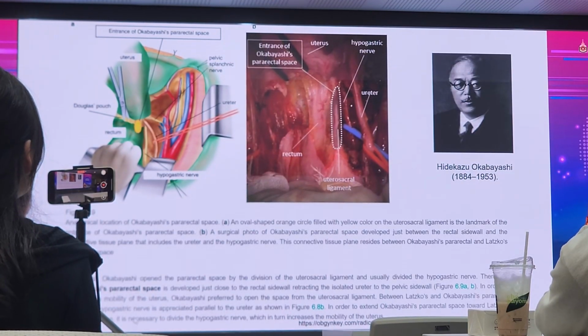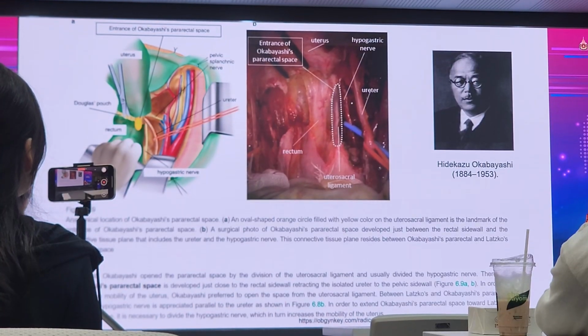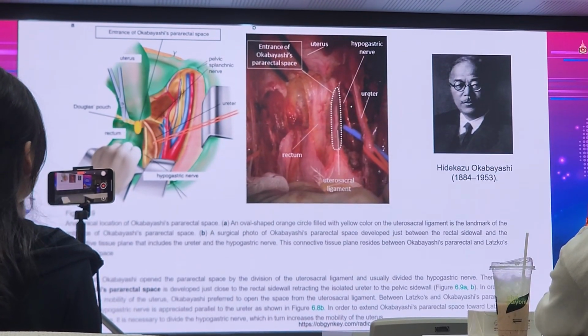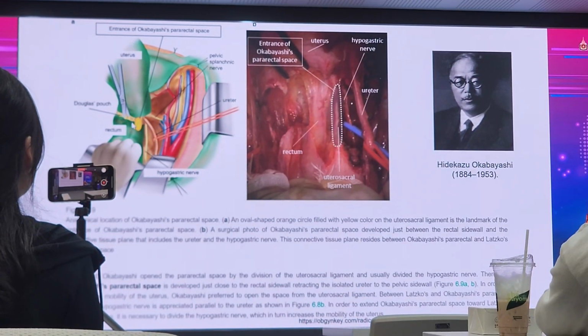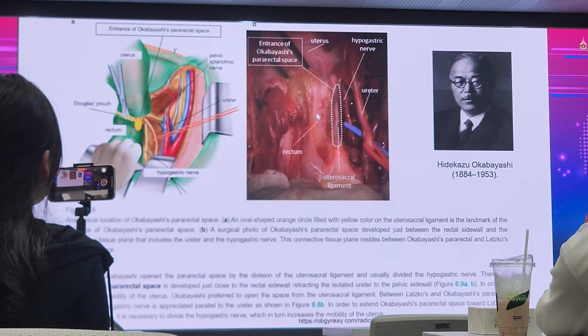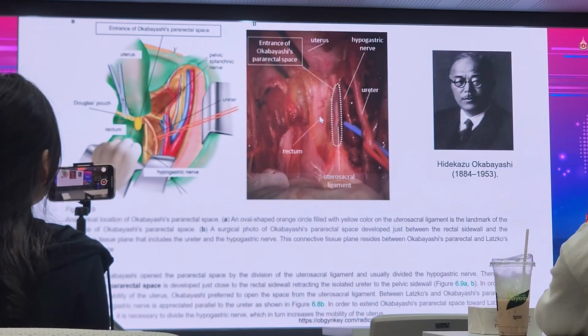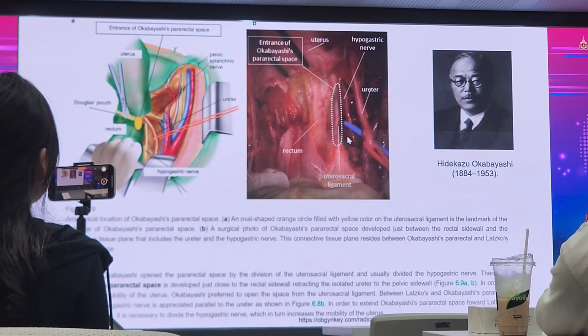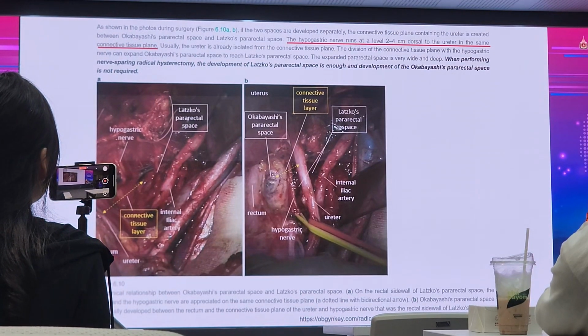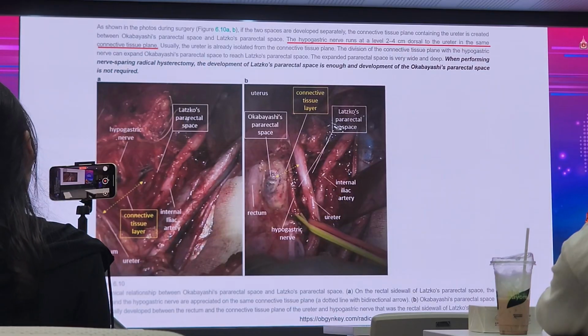Retract the ureter, and if you can find the hypogastric nerve, which hopefully you can find today with a soft cadaver, try to push it away, and the entrance to the Okabayashi's pararectal space will be over here, next to the uterosacral ligament. And this is the hypogastric nerve, and this is the ureter. This is the Okabayashi's pararectal space. And this is to compare between the two.